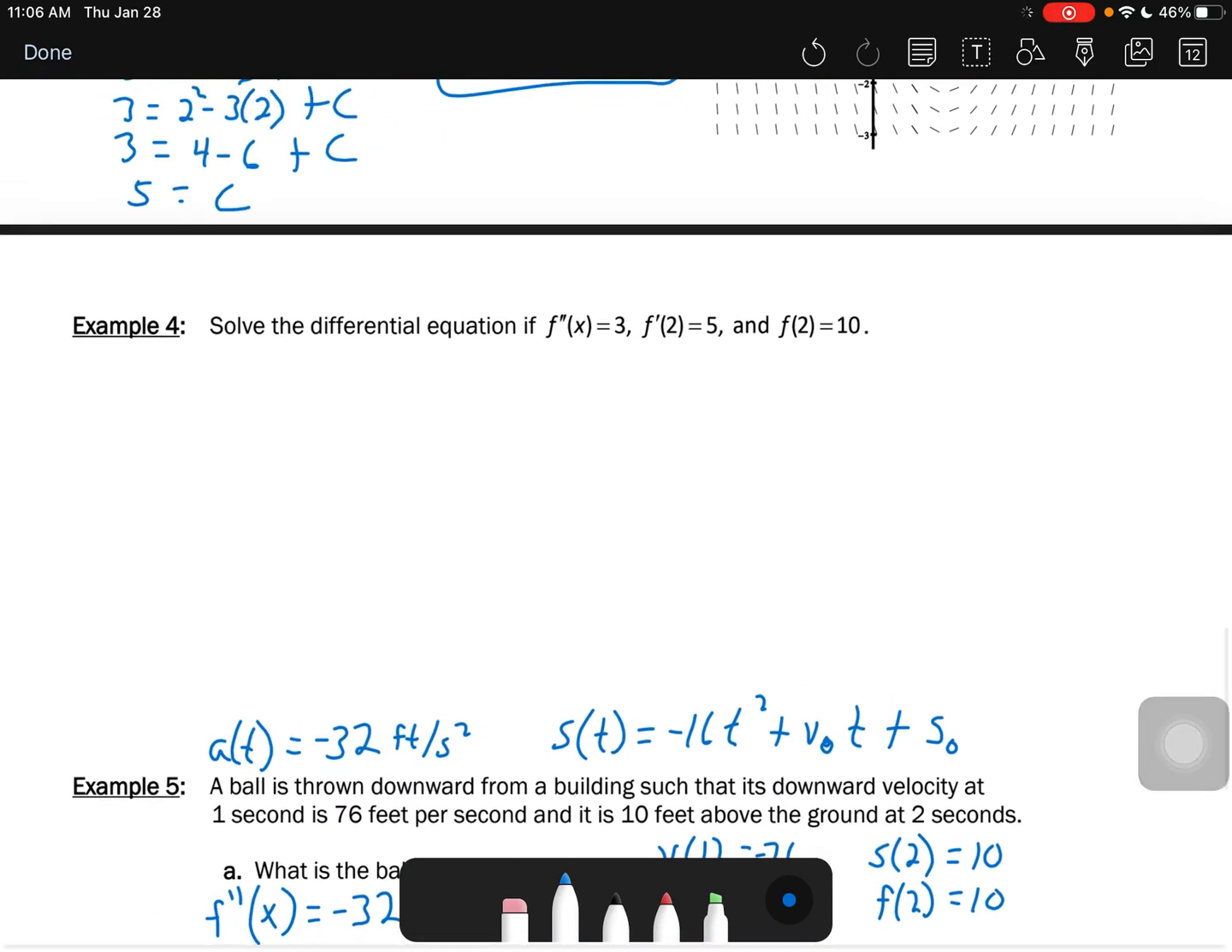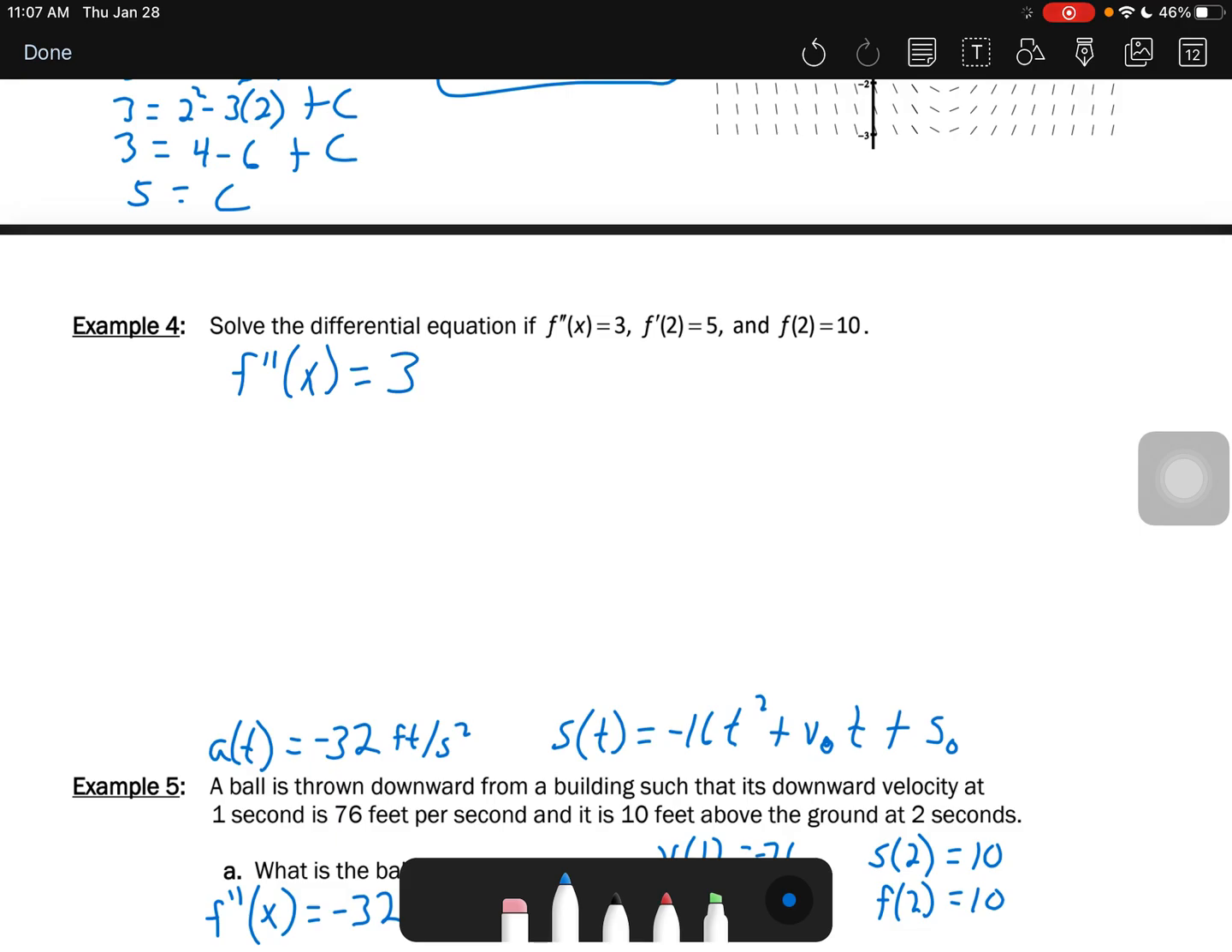Okay, all right, example 4. So now they've given us another way of doing a differential equation. They say this is the second derivative of f of x, and then we need to work our way backward, and we want to solve for what f of x is. We're starting with f double prime of x equals 3. So let's start at that point.